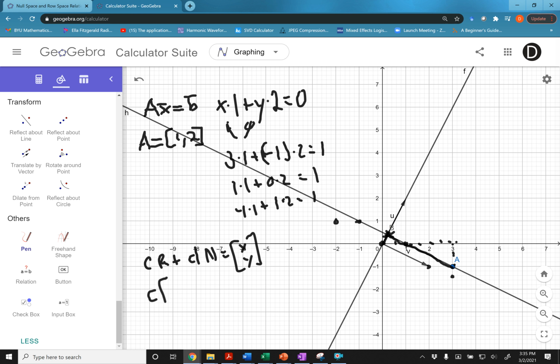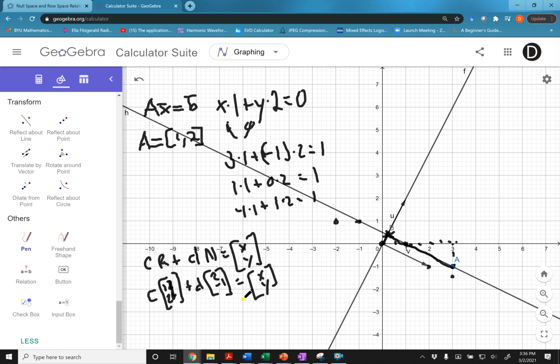Maybe we should do it this way. See, the row space basis is 2, 1, and the null space is 2 and a minus 1. Oops, I made a mistake. Oh, dang it. It's 1, 2 over here. Okay. So any x, y you give me, I can write it as so much of 1, 2, and so much of 2 and a negative 1.